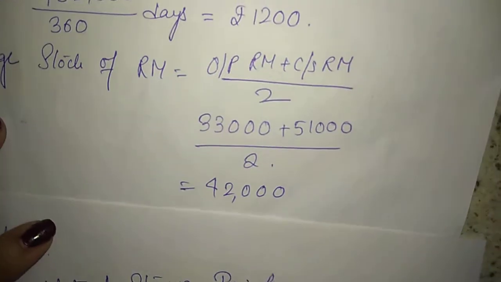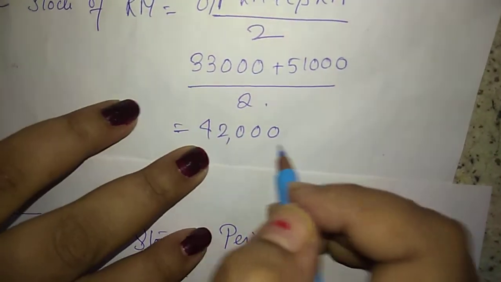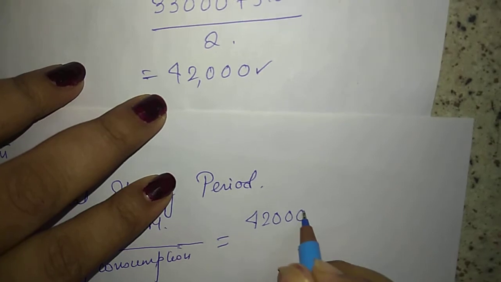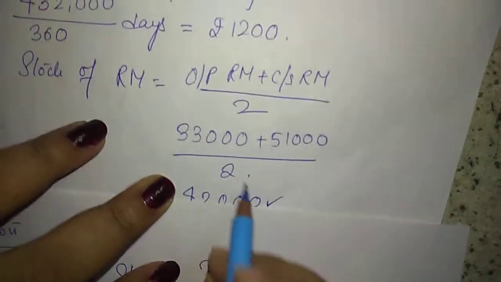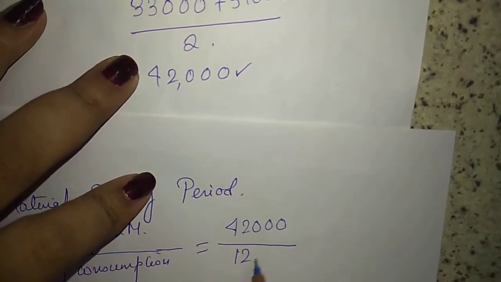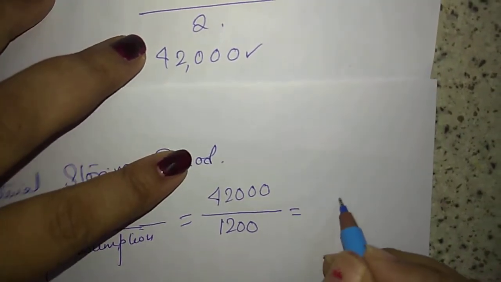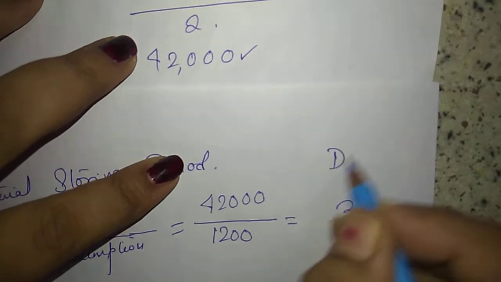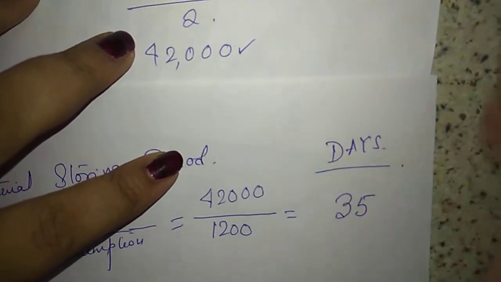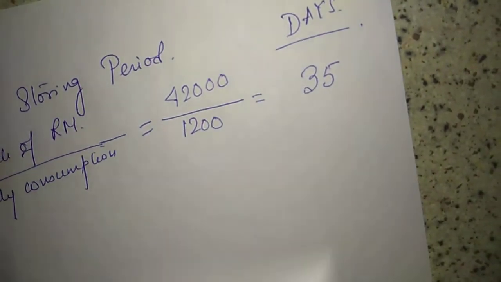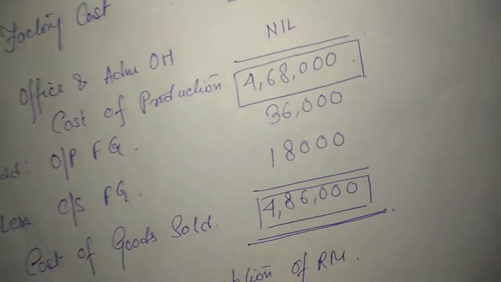Average stock of raw material you are having, you are supposed to hold on an average 42,000 of raw material, and every day you consume 1,200 of raw material. That means your raw material remains in stock for 35 days. Okay, first part is over. Next we have to find out WIP. Next workings. We continue with the workings again.